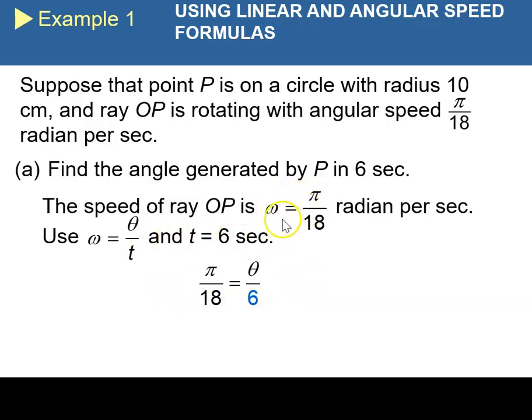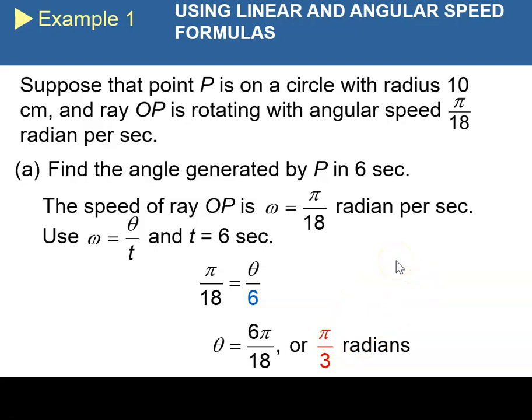I know that omega is this, and I know that omega is that, so those two things are equal. The only thing now that I don't know is my theta value, so I just multiply both sides by 6, and 6 divided by 18 is 1/3, so this should be 1/3 pi, or pi over 3. Either way is fine.